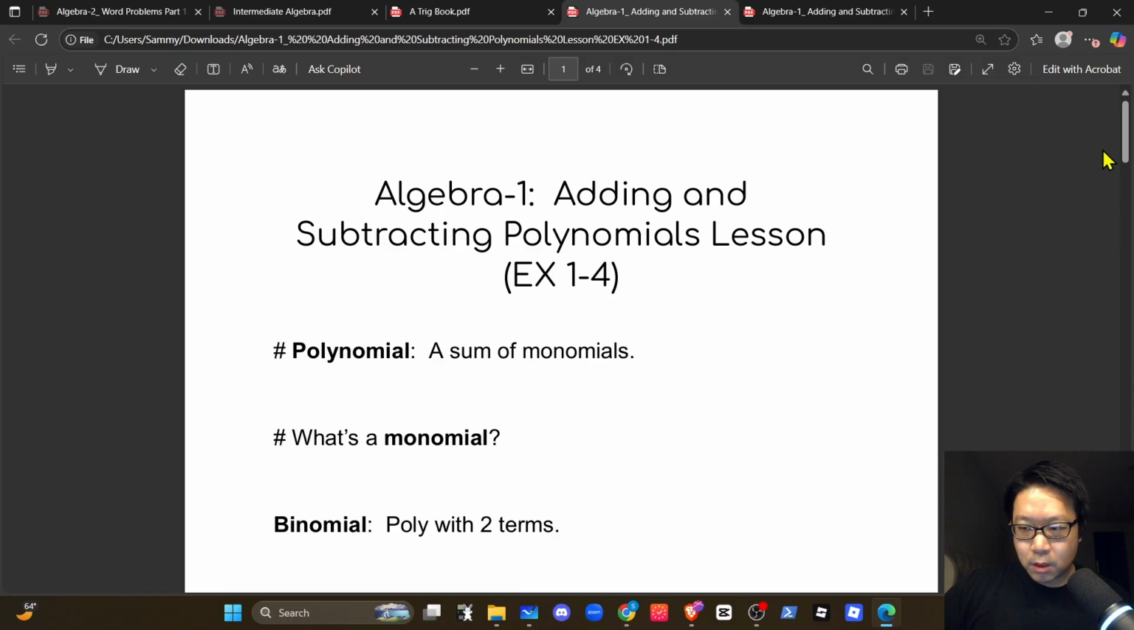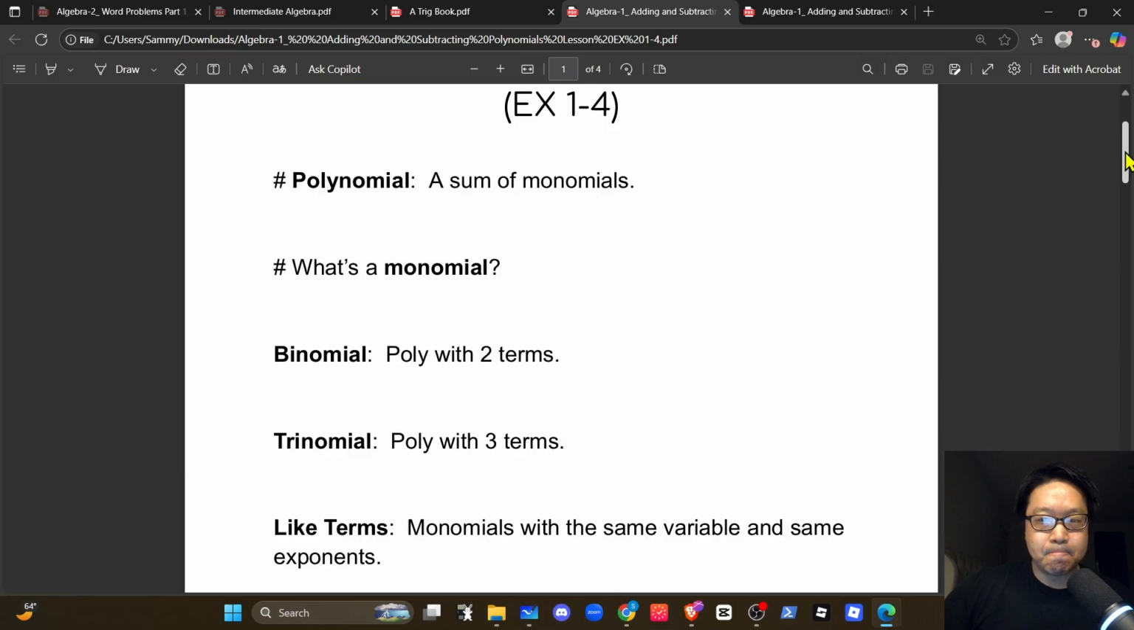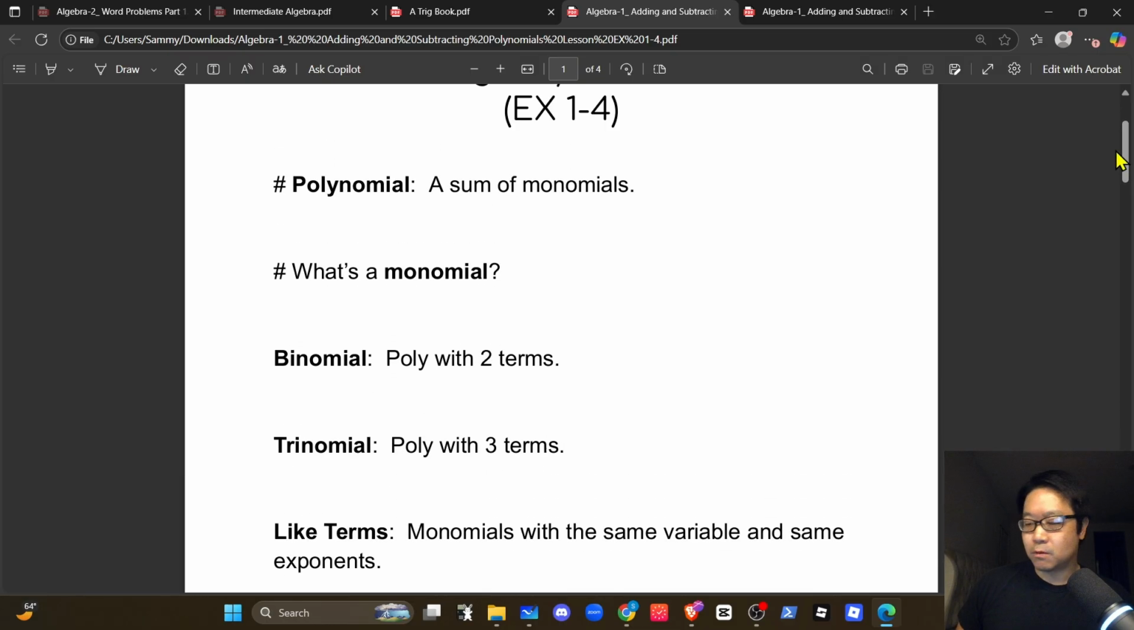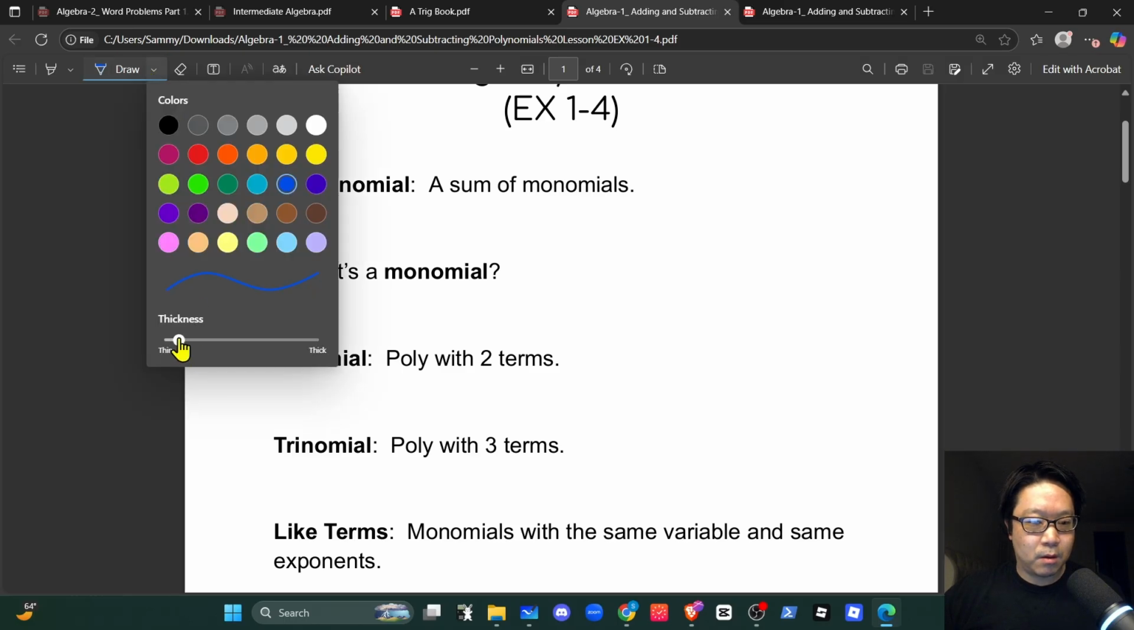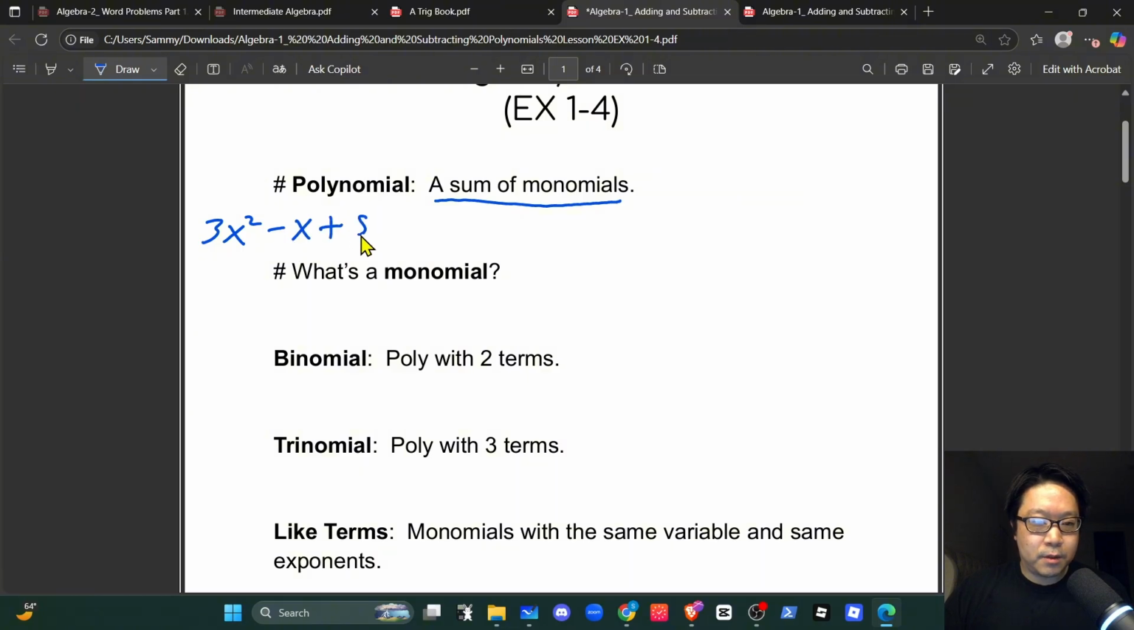So let's go ahead and review some terminology regarding polynomials. What exactly is a polynomial? Well, all it is is a sum of monomials. And it looks something like this. Just making up a random polynomial, but it's made up of monomials, okay?